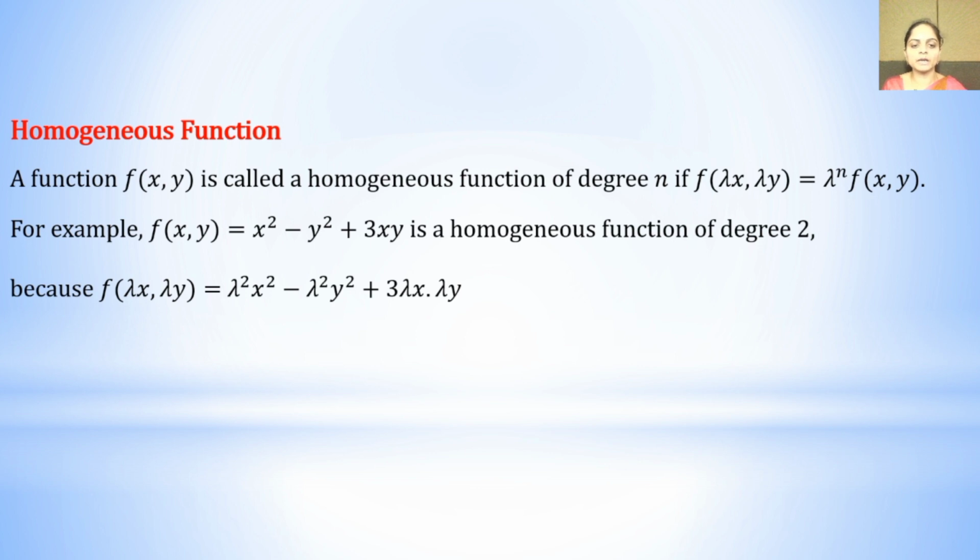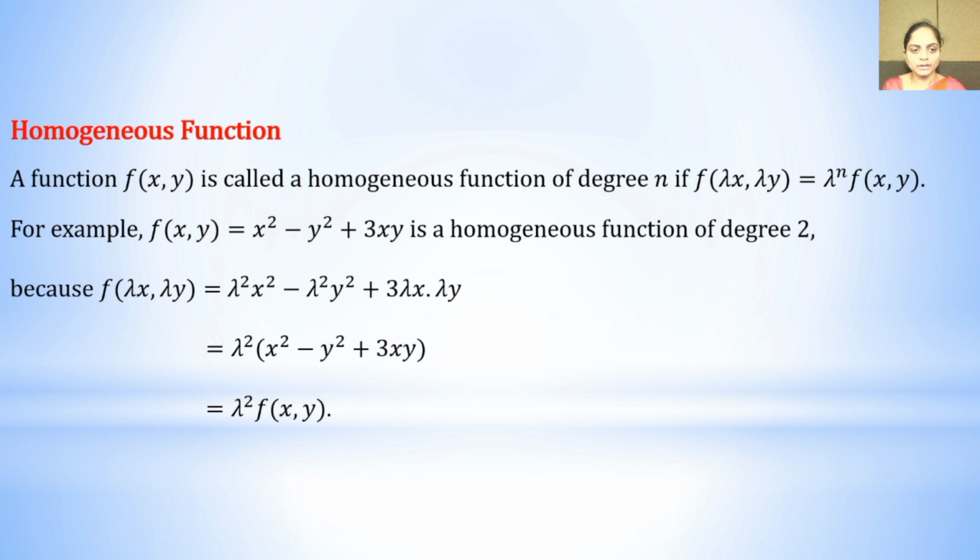Now we take lambda square common from this term. We get lambda square in bracket x square minus y square plus 3xy. Here x square minus y square plus 3xy is f of xy. So we put f of xy instead of x square minus y square plus 3xy. Then RHS becomes lambda square into f of xy. Thus f of lambda x comma lambda y is equal to lambda square into f of xy. So this is a homogeneous function of degree 2.